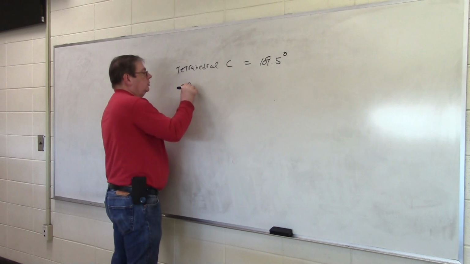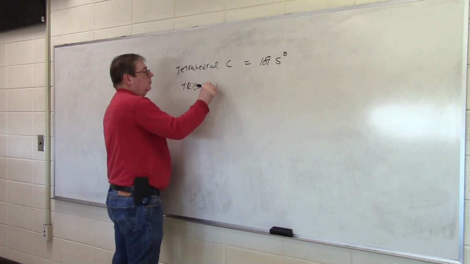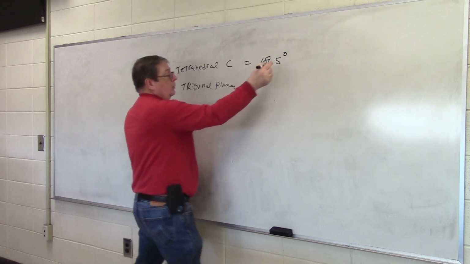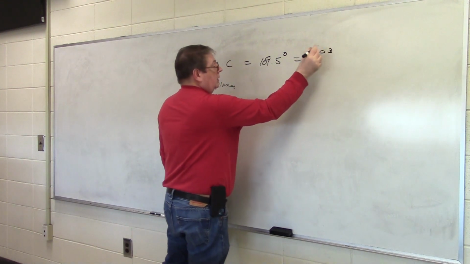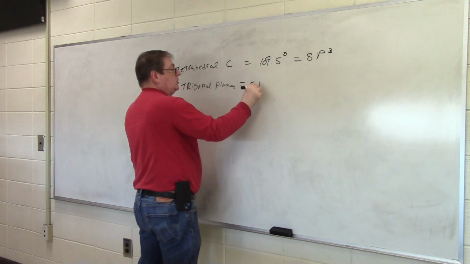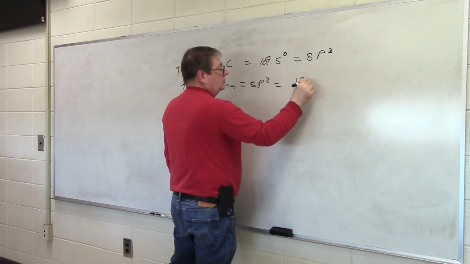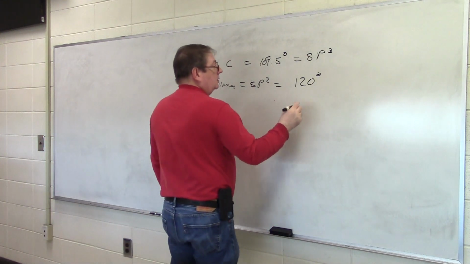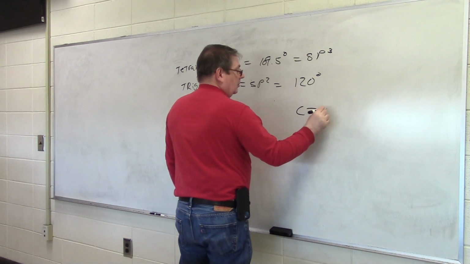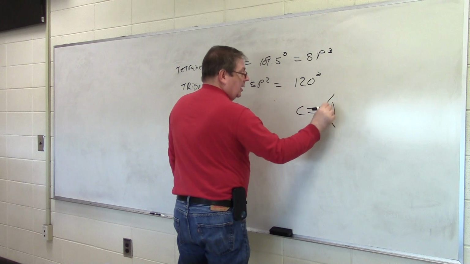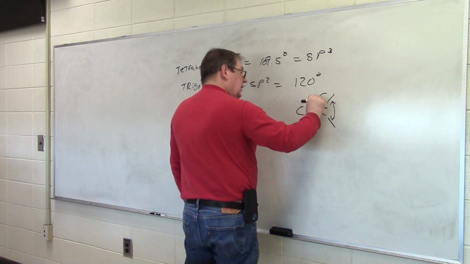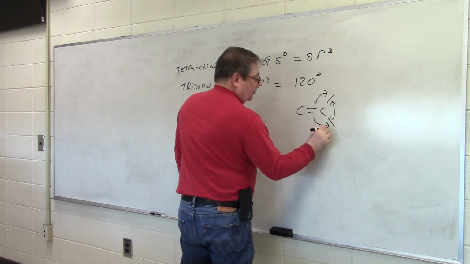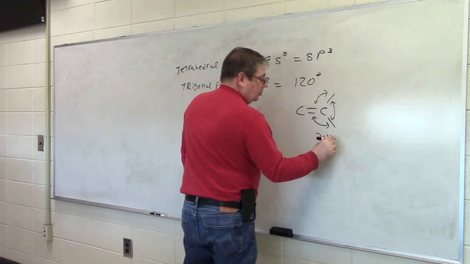A trigonal planar atom, so anyway, this would be sp3, okay? This would be sp2, and they're going to have bond angles of about 120 degrees. So when you look at C, these bond angles here and here and here are going to be around 120 degrees.